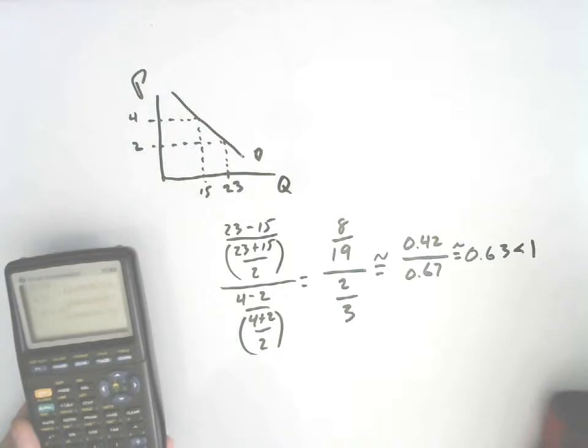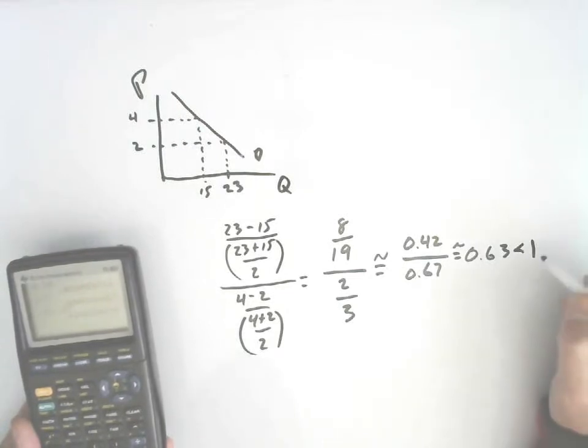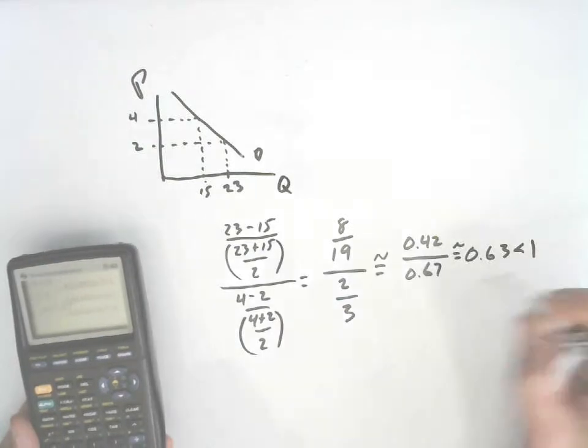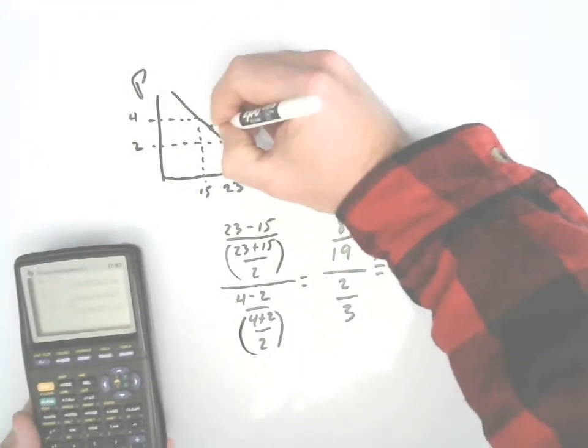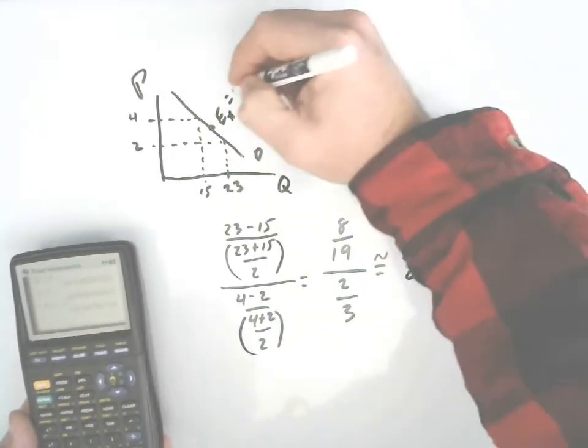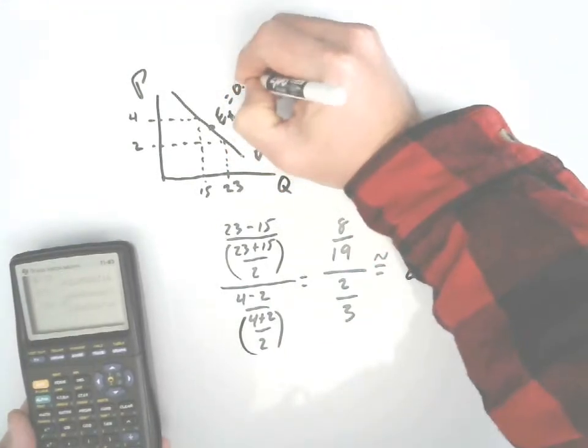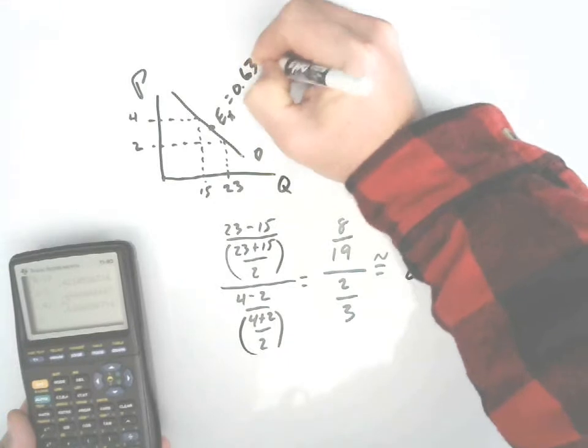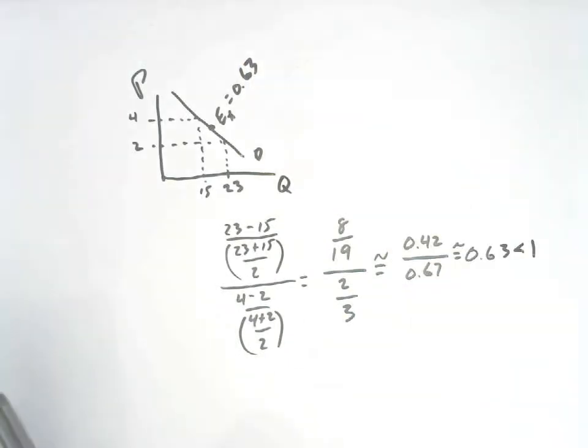Now, as we can see, this is less than 1. So demand is inelastic. That's less than 1. Demand is inelastic at this midpoint here. So that E sub d equals 0.63, which is less than 1. So demand is inelastic at that point.